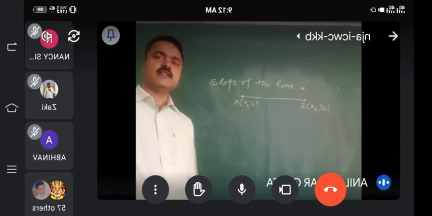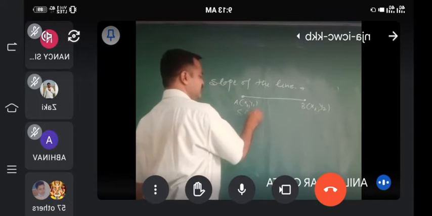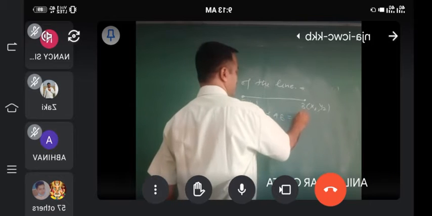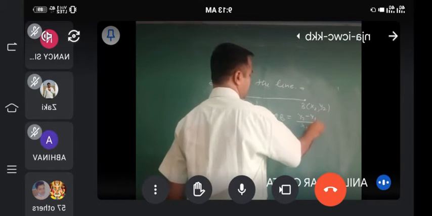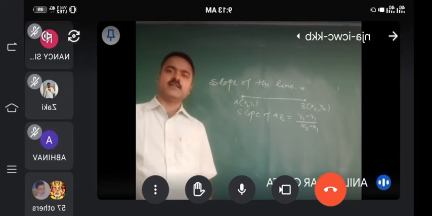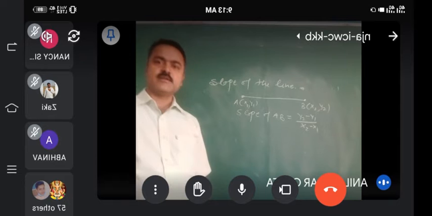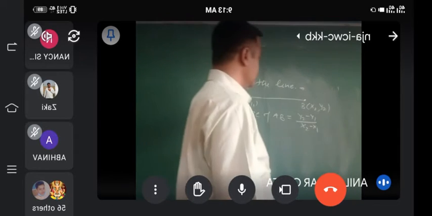Then what is the slope of the line? Slope of AB equals y2 minus y1 upon x2 minus x1. This is the slope of the given line.